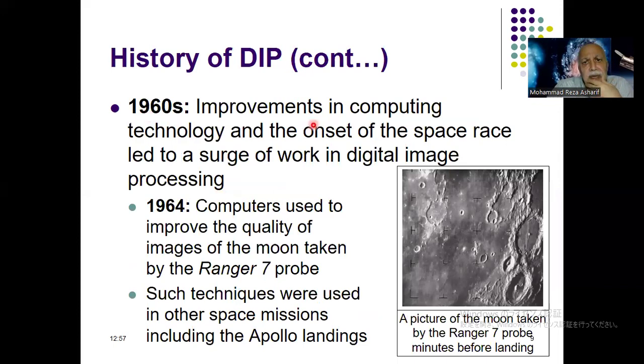In the 1960s, improvements in computing technology and the onset of the space race led to a surge of work in digital image processing. In 1964, a computer was used to improve the quality of images of the moon taken by the Ranger 7 probe. Such techniques were used in other space missions, including the Apollo landing. For instance, this is the picture of the moon taken by the Ranger 7 probe minutes before landing.